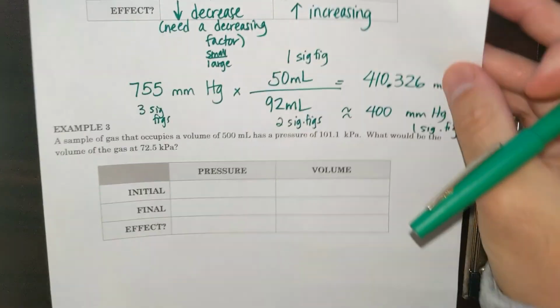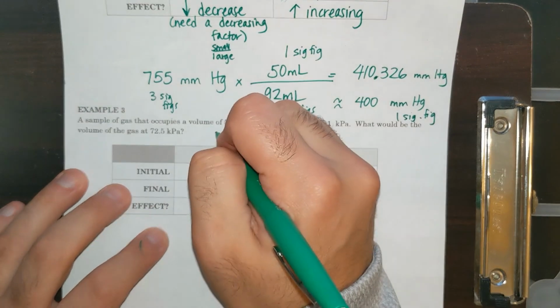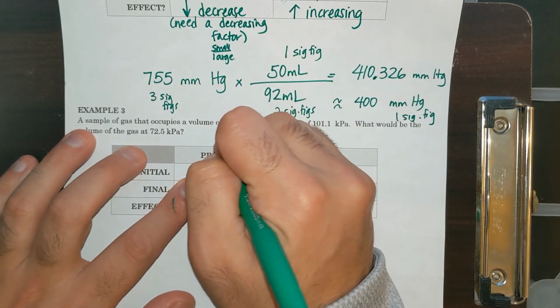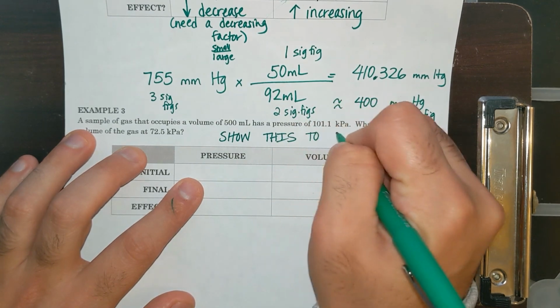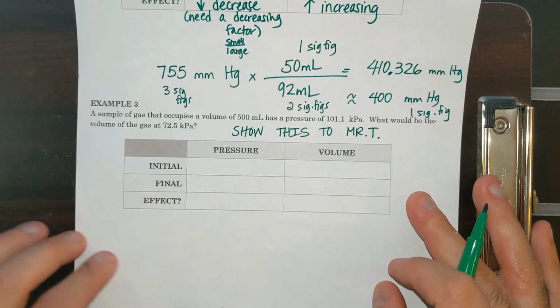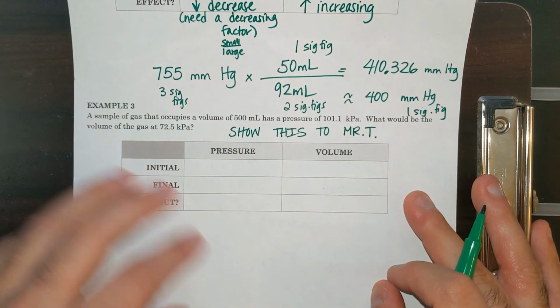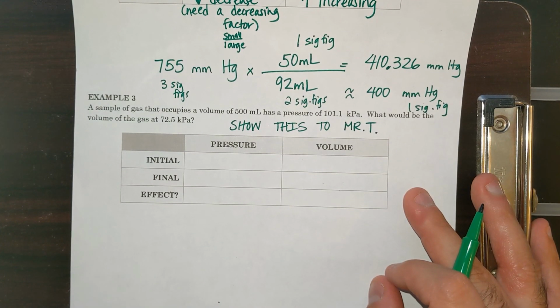Okay? All right, I'm going to leave you to try and do example number 3 on your own. If you are absent, show this to Mr. T. If you were absent or wanted to get more practice, show this to me, and I could verify and check to make sure that you did example number 3 correctly so you could be on the right path.